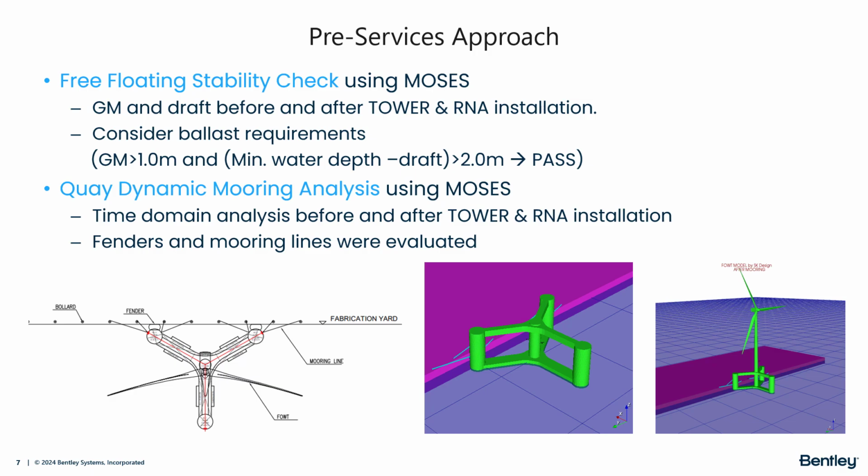For example, metacentric height should be greater than 1 meter, and the difference between water depth and the draft should exceed 2 meters.